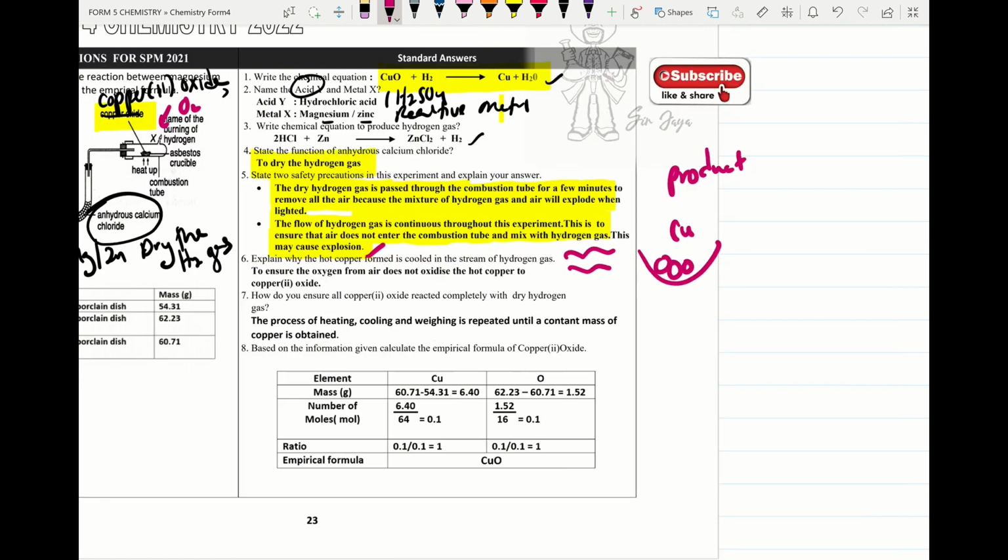Why do we need to cool the product in the stream of hydrogen gas? This is to ensure the oxygen from the air does not oxidize the hot copper to form back copper 2 oxide. How do we ensure all copper 2 oxide has been reduced to copper? We repeat the process of HCW: heating, cooling and weighing until a constant mass of copper is obtained.